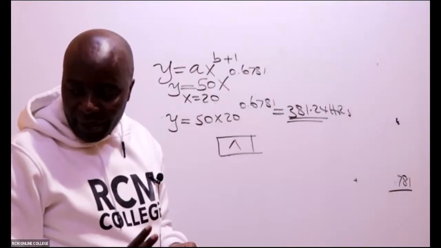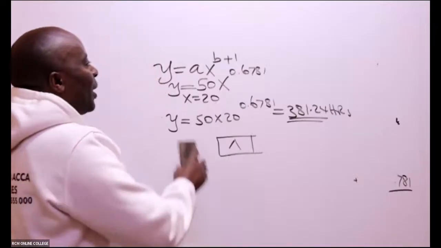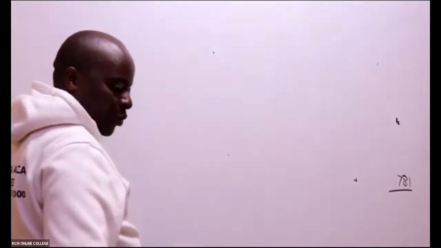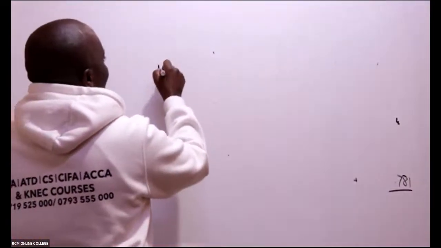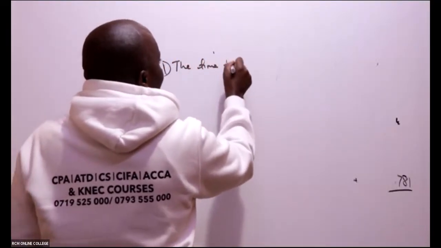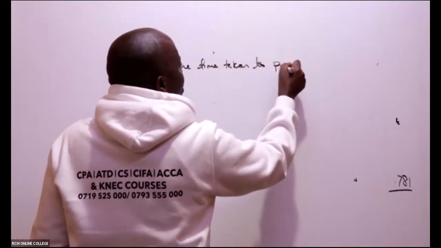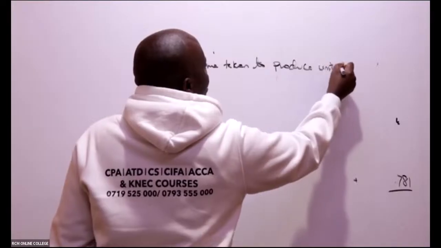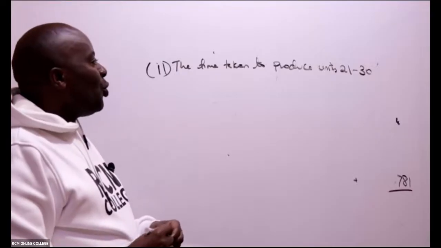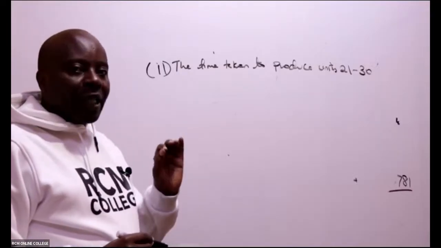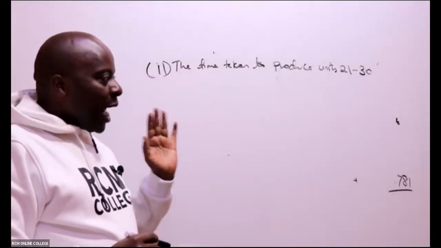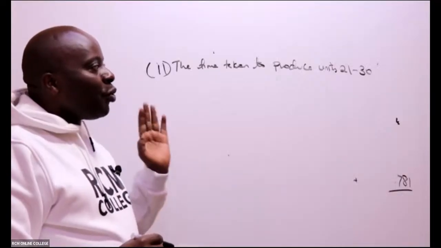And if we are okay, then I'll be able to straight away, ladies and gentlemen, give you another question. That's Roman 1. Now I'm giving you Roman 2. For this Roman 2, I want you to give me the time taken to produce units 21 to units 30. Same question, but now the second part of it.